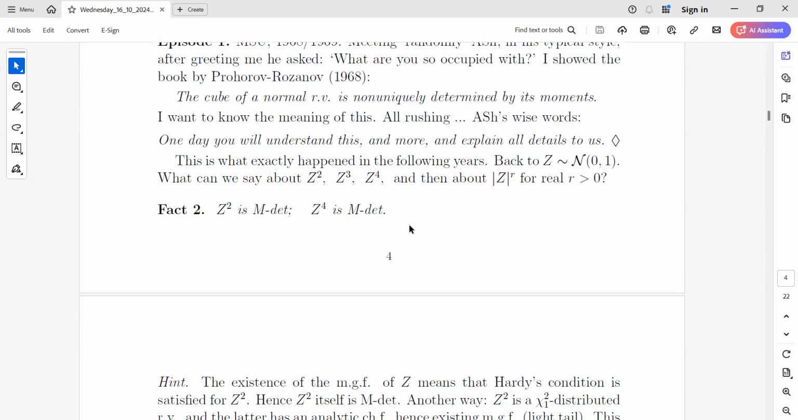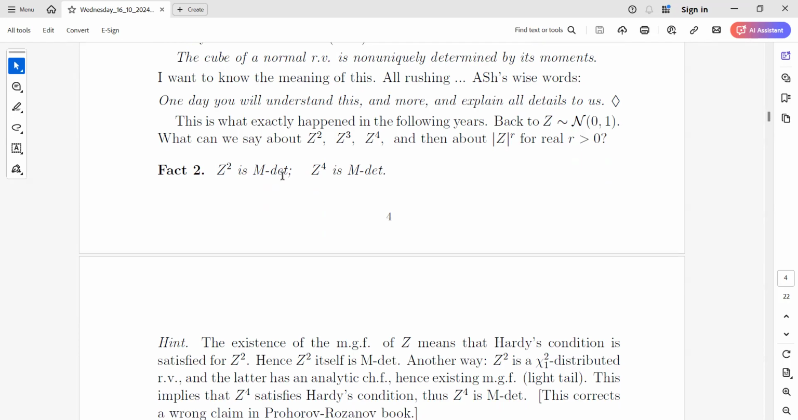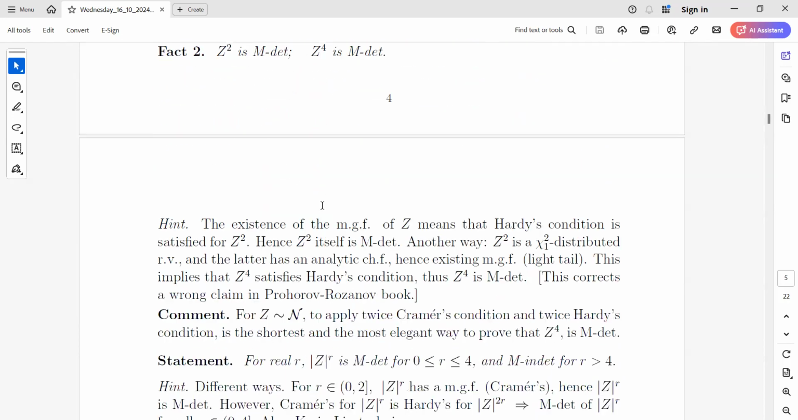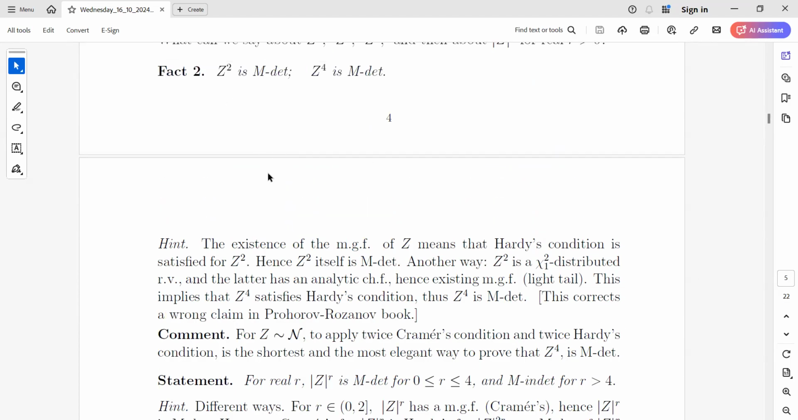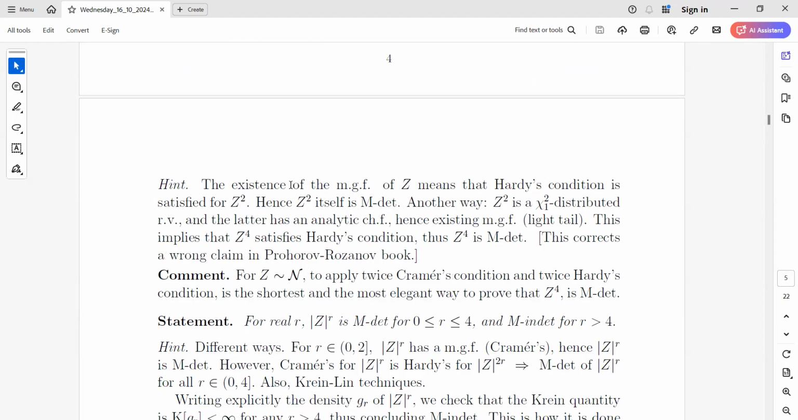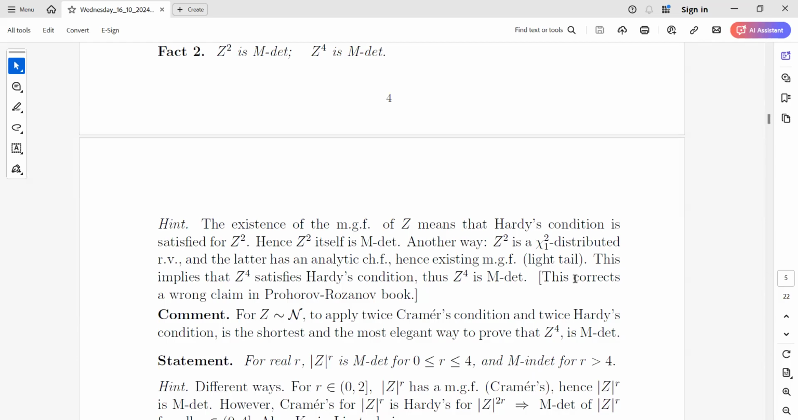And now let us go to these integer powers, 2, 3, and 4, and then real powers. For example, the fact that the square is unique, the power 4 is unique, and we have enough machinery to prove any one of these statements, and even a little bit more. This was corrected, and we published it, that there was a small, incorrect statement in the book by Prokhorov and Rozanov. And this is about the power 4 of Z, of the standard normal.